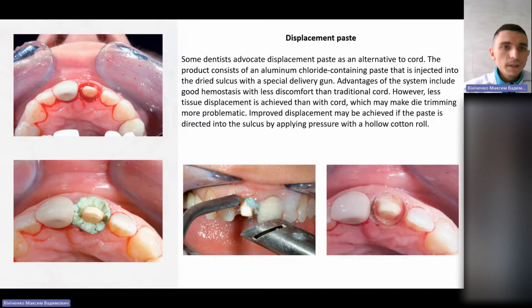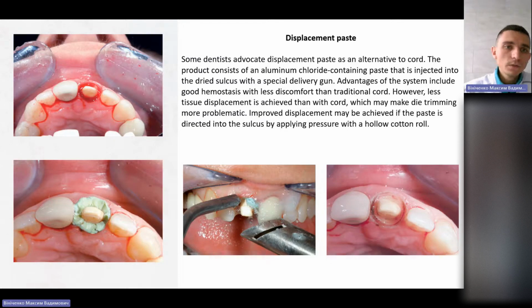We could also use the displacement paste. We don't use it often, but some dentists advocate displacement paste as an alternative to cord. The product consists of an aluminum fluoride containing paste that is injected into the dried sulcus with a special delivery gun.